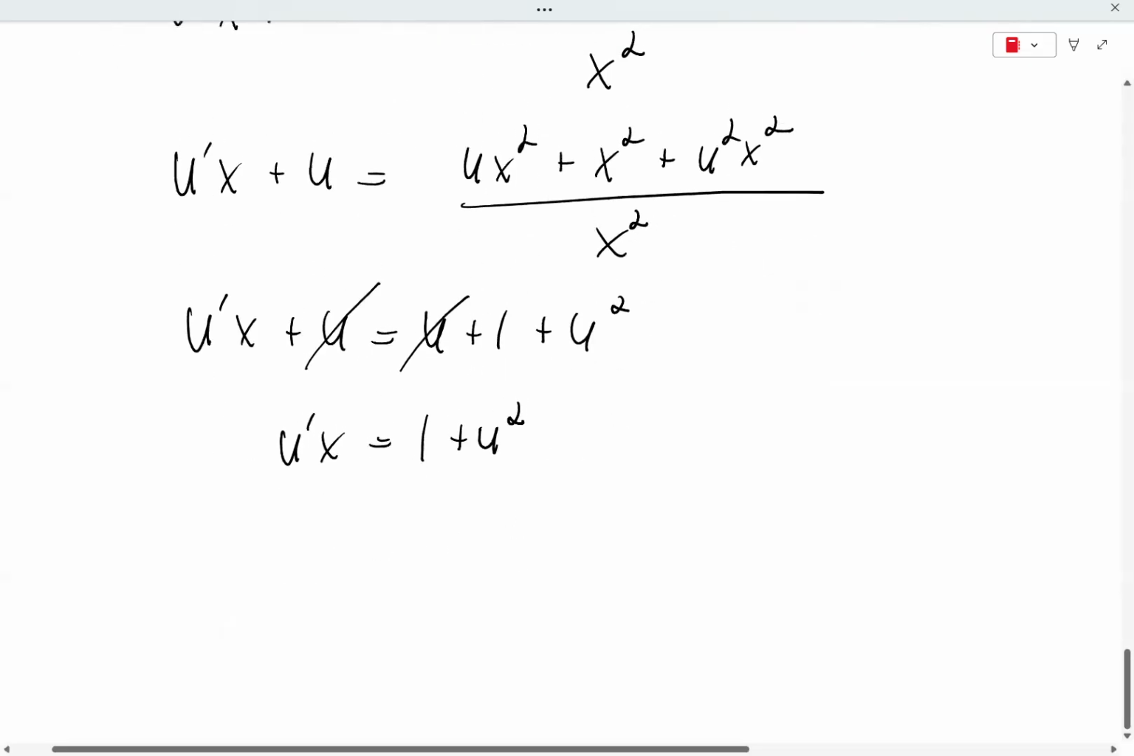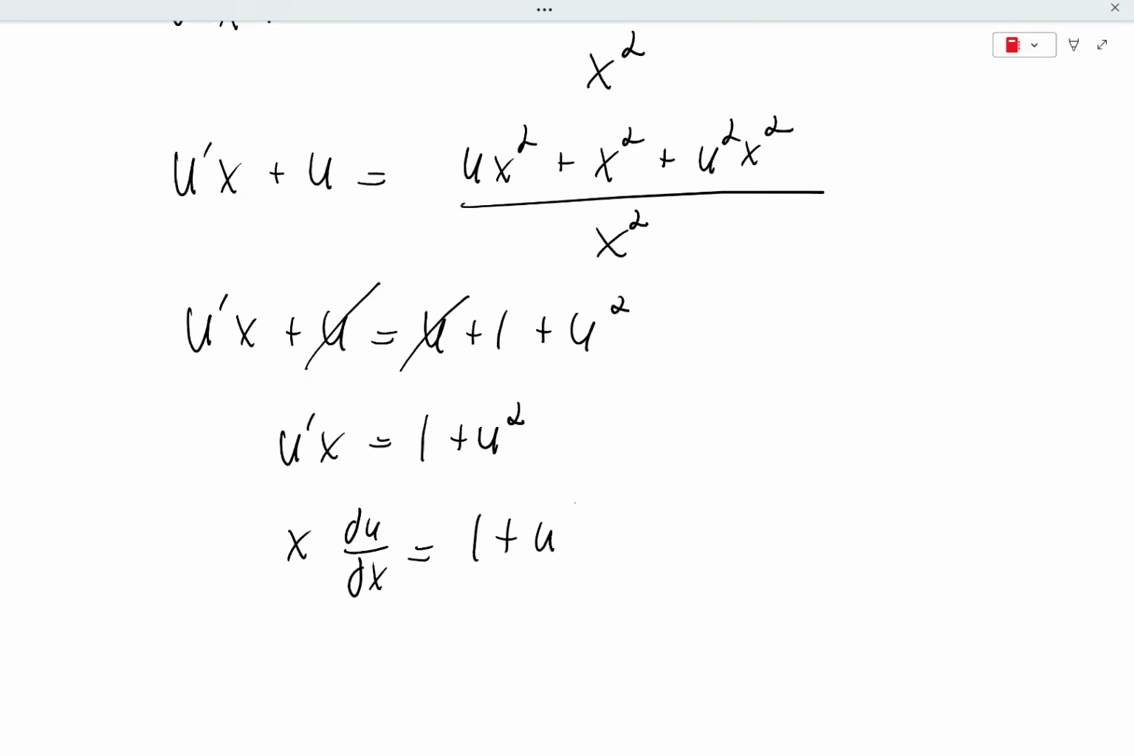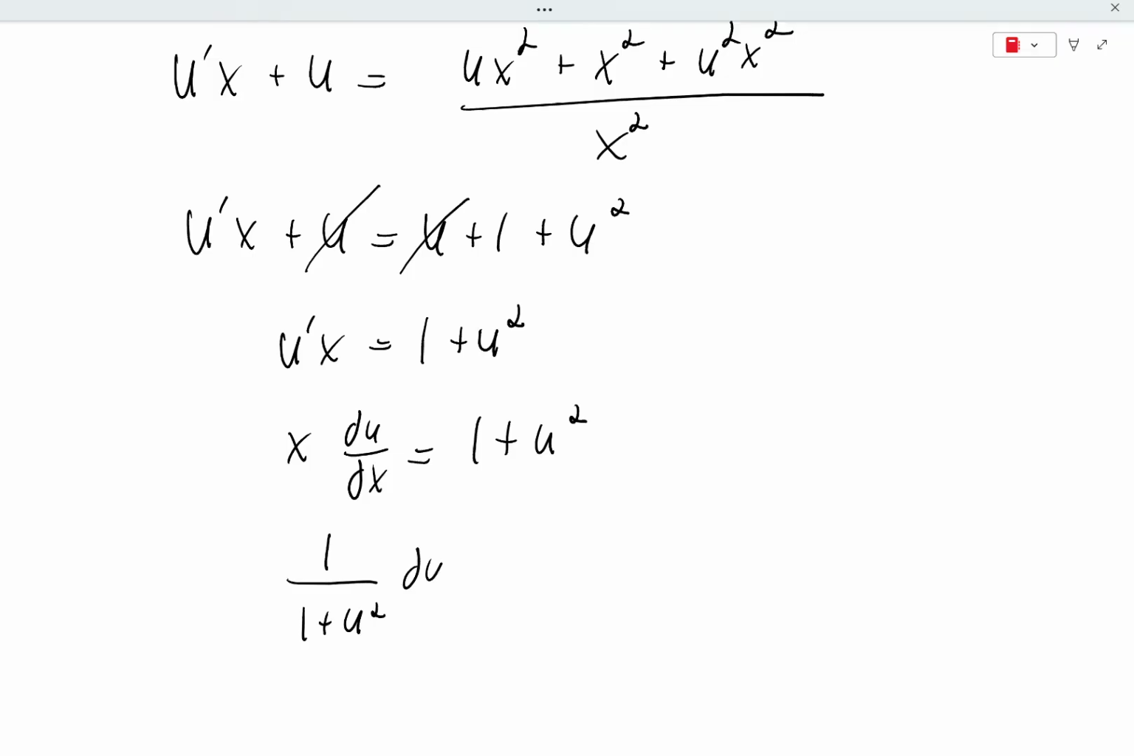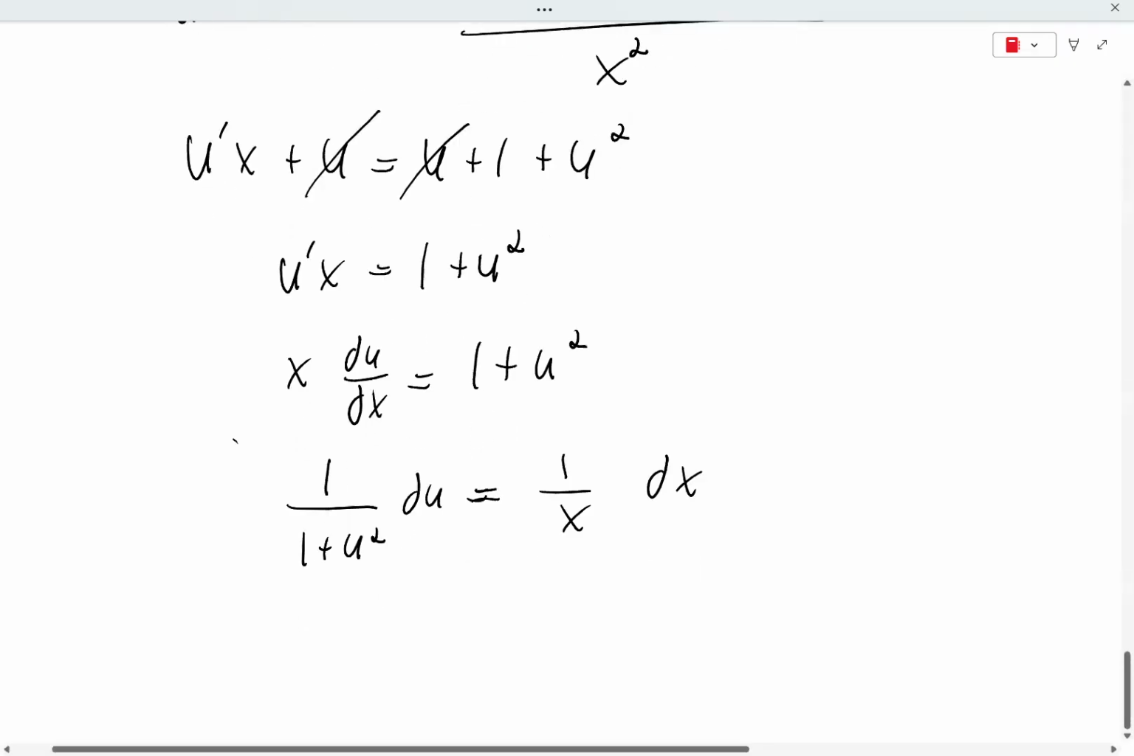It's separable. If I write it like this for a minute, I get x du dx is equal to 1 plus u squared. If I separate it, I get 1 over 1 plus u squared du is equal to 1 over x dx. Now you integrate both sides.